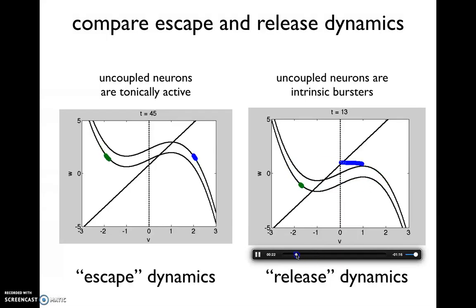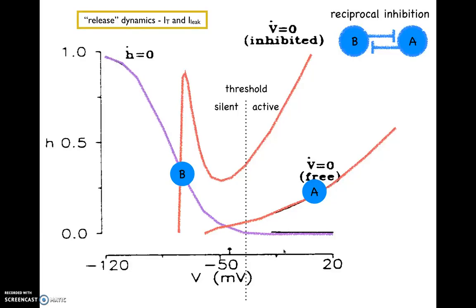Right? So the distinction between escape and release dynamics really has to do with what is the precise reason why the silent neuron becomes active. Is it because it escapes the inhibition of the active neuron, or is it because it's released from inhibition by the active neuron? Now, the focus of this short video is on how these ideas play out in the situation where the reciprocally coupled inhibitory neurons express the low threshold calcium current IT.